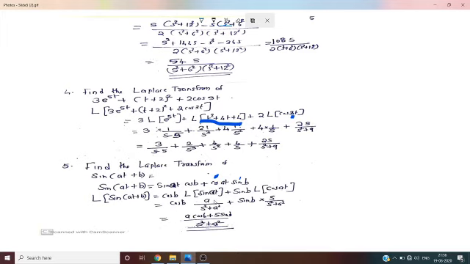That is equal to cos b into the Laplace transform of sin at, which is a by s square plus a square, plus sin b into the Laplace transform of cos at, which equals s by s square plus a square. And LCM is s square plus a square, and you will get the answer as (a cos b plus s sin b) by s square plus a square.